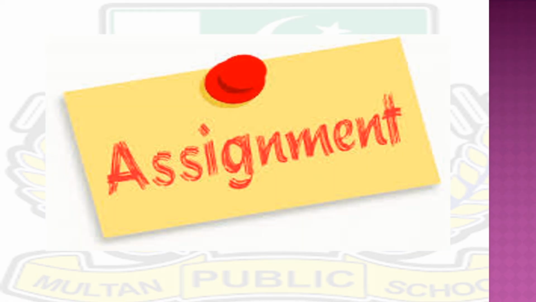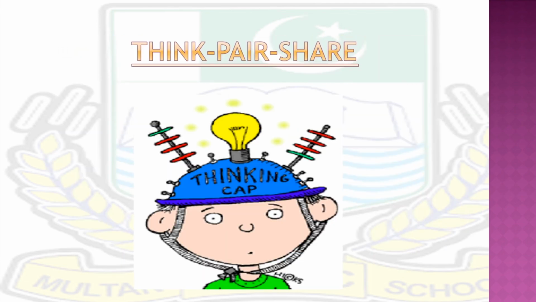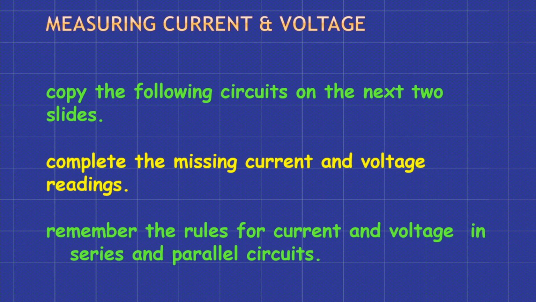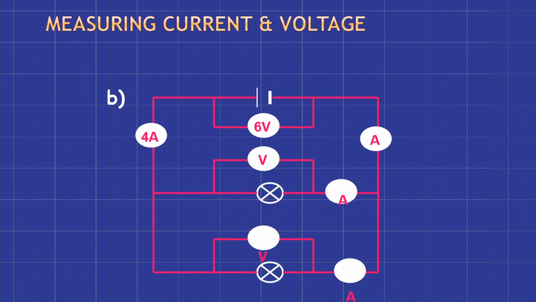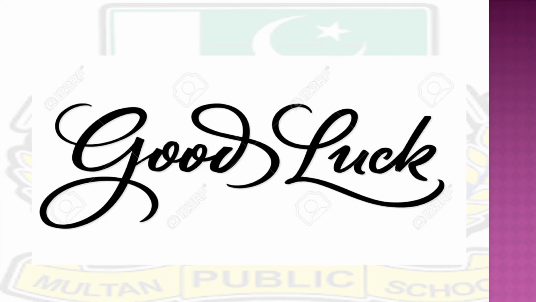Now this is the time for the assignment, students. A think pair share is here. First you have to do what? You have to measure the current and the voltage. Copy the following circuits on the next 2 slides and complete the missing current and voltage readings. Remember the rules for current and voltage in series and parallel circuits. And here is the first circuit, the second circuit. Thank you so much and good luck.